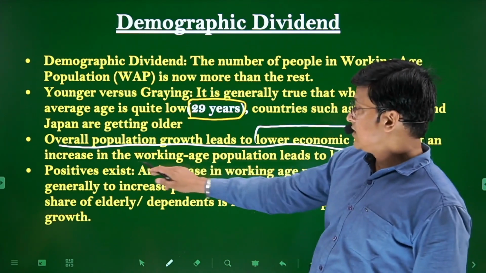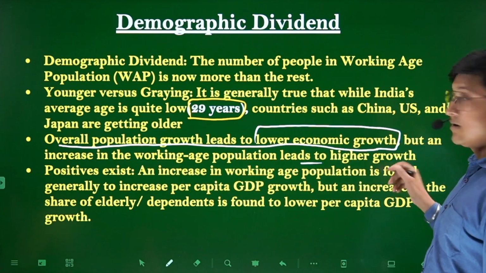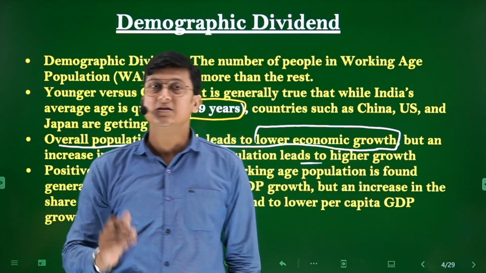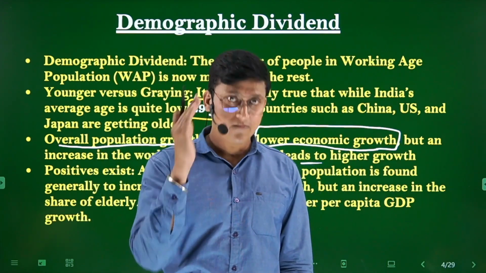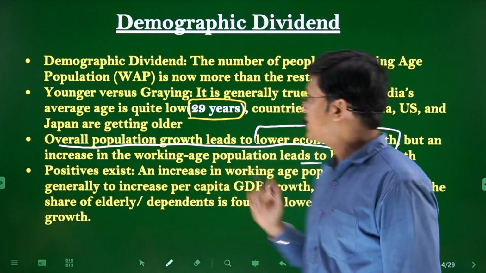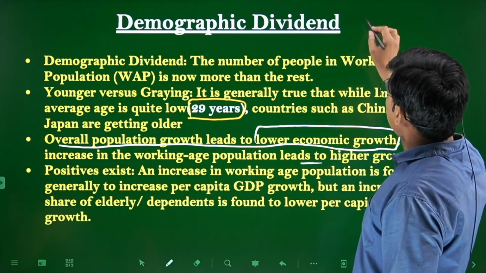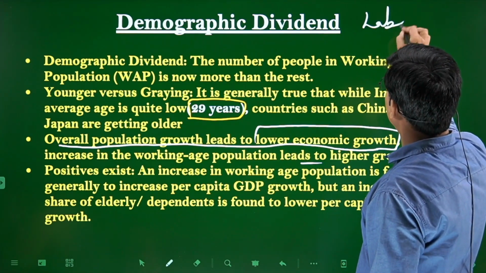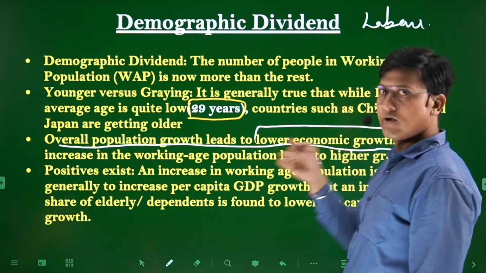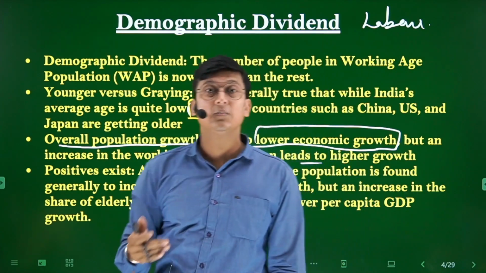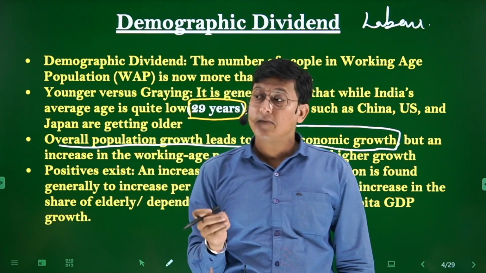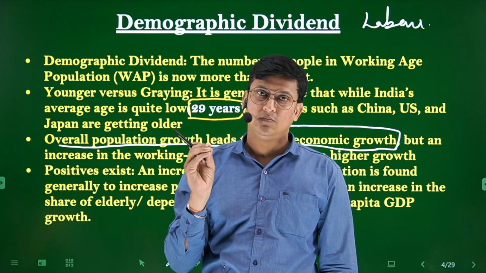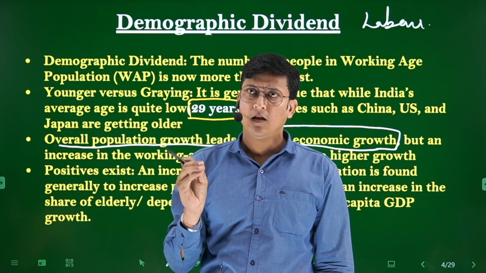But an increase in the working age population leads to higher growth. If the population is increasing and the working age population is increasing, it will lead to higher growth. Why will it lead to higher growth? Let me tell you a few points. If there is high working age population, then labor is high. The number of laborers is more, and if the number of laborers is more, then the labor is cheap. You will get cheaper labor.